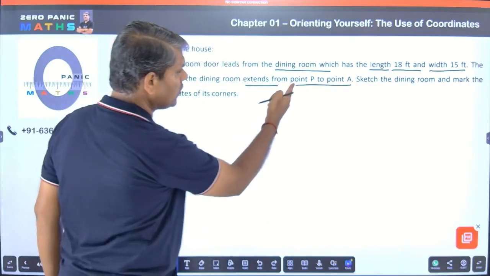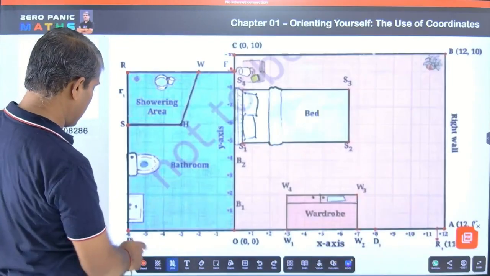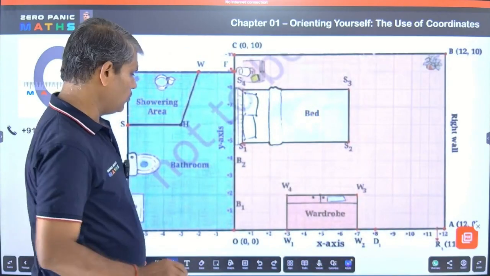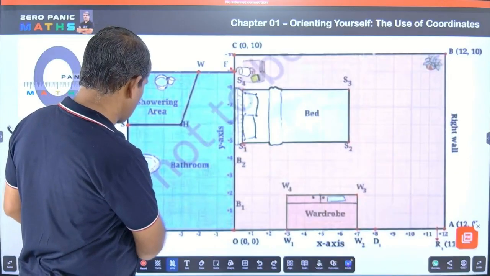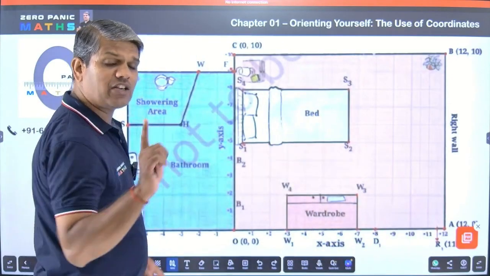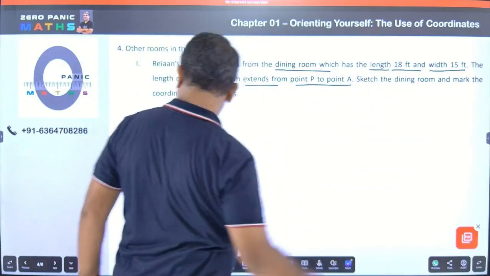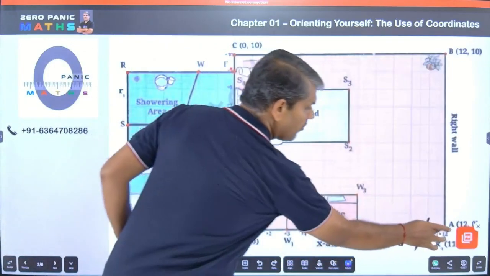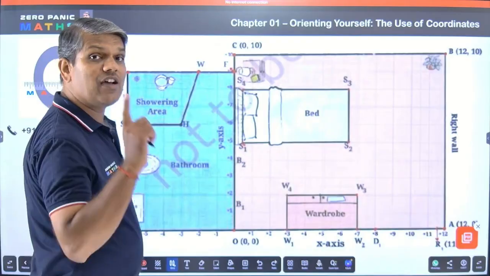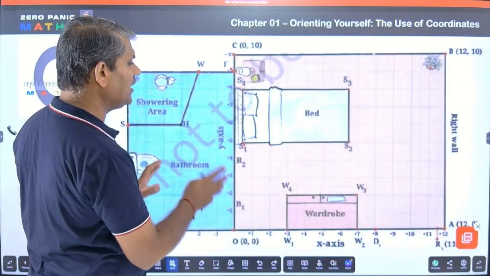Okay, so concentrate on this point first. They are saying point P to point A. What are point P to point A? From point P to point A is the length of the dining room, and that is actually 18 feet. You can see from minus 6 to plus 12, that will be 18 feet only. And 15 feet is the width. So from here you have to imagine, from here onwards towards the downside, there is 15 feet width of the dining hall. So we need to fit in that first.